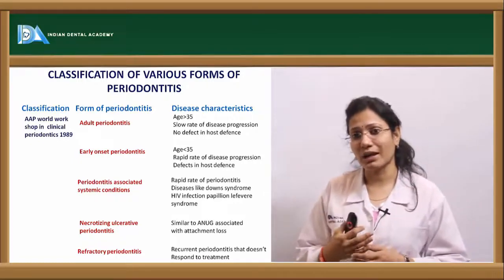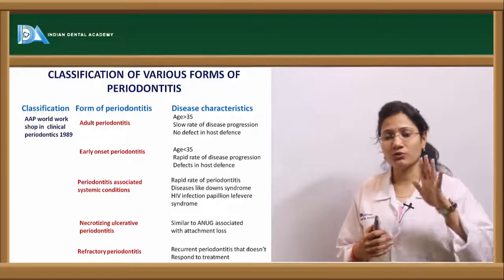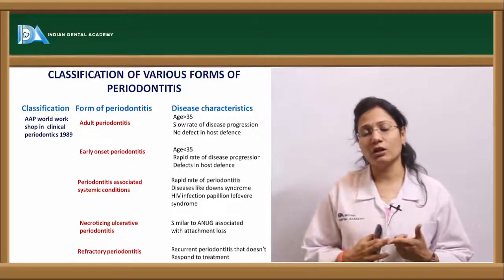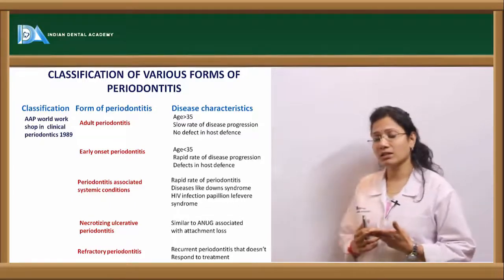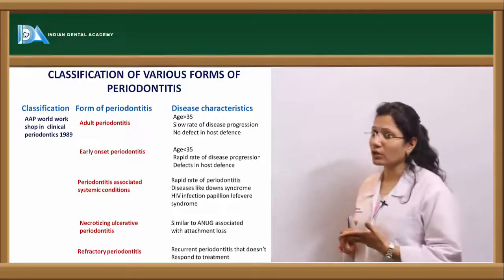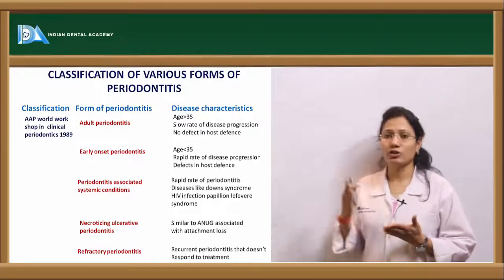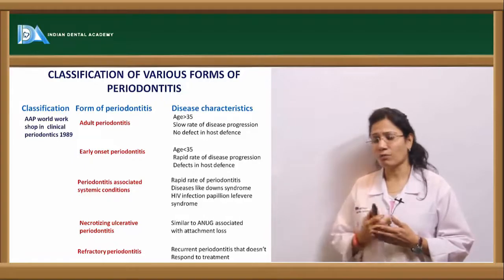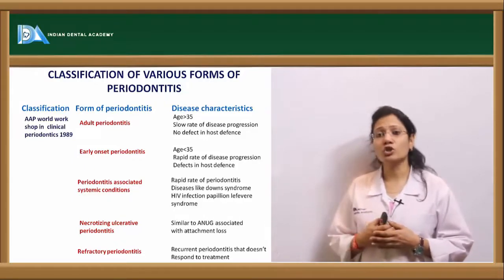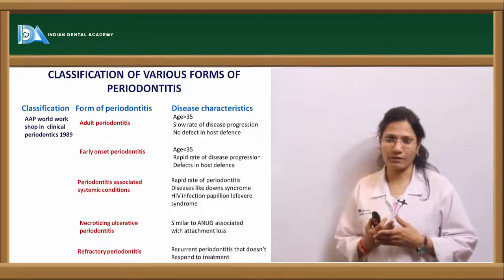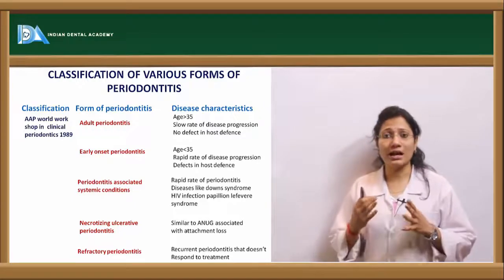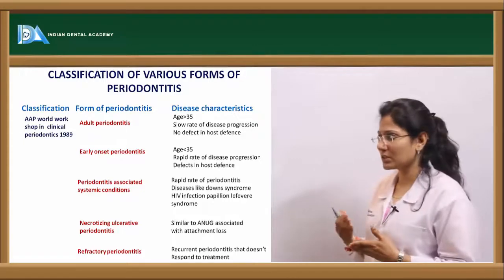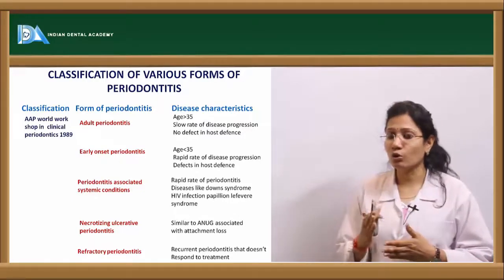They categorized periodontal diseases or periodontitis into 5 forms. The first one is adult periodontitis, followed by early onset periodontitis, periodontitis associated with systemic diseases, necrotizing ulcerative periodontitis, and refractory periodontitis. Adult periodontitis is seen most commonly in the age group greater than 35 years, with a slow rate of progression of the disease, and no defect in the host immune response.